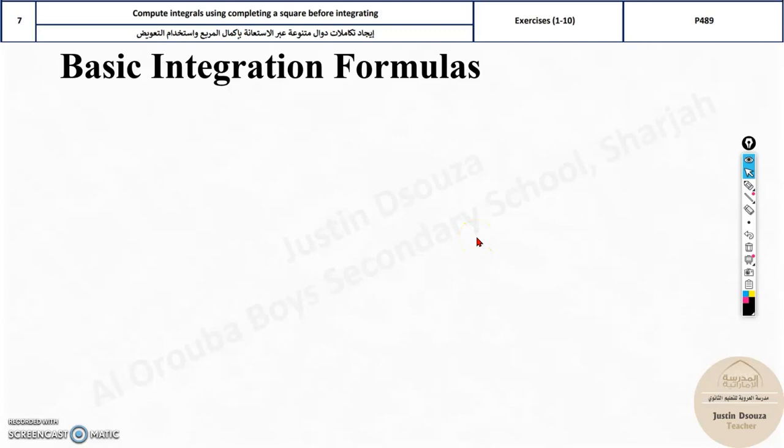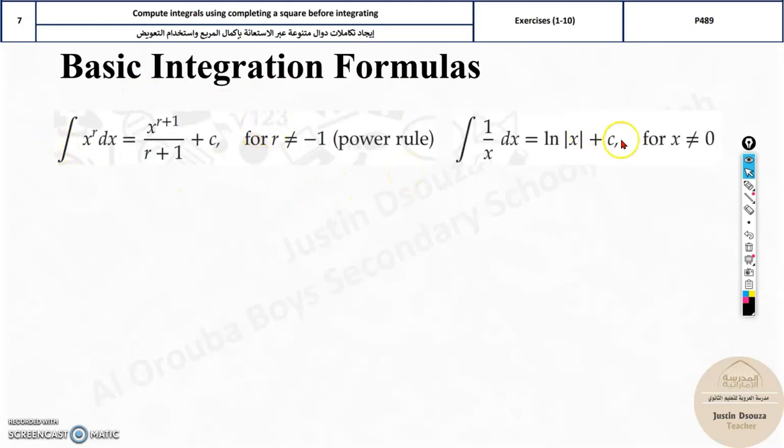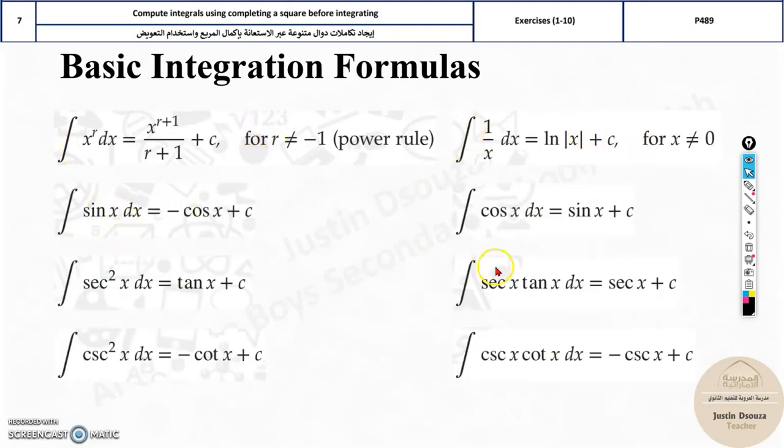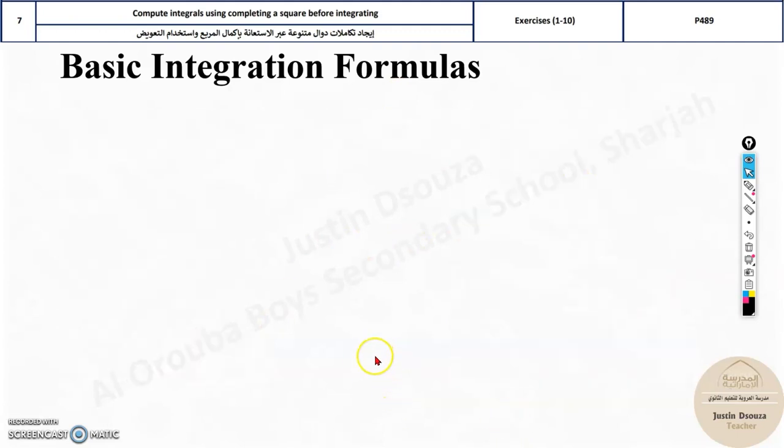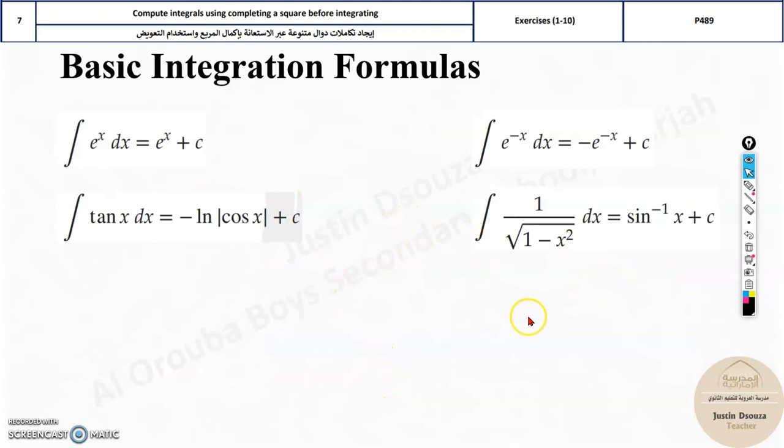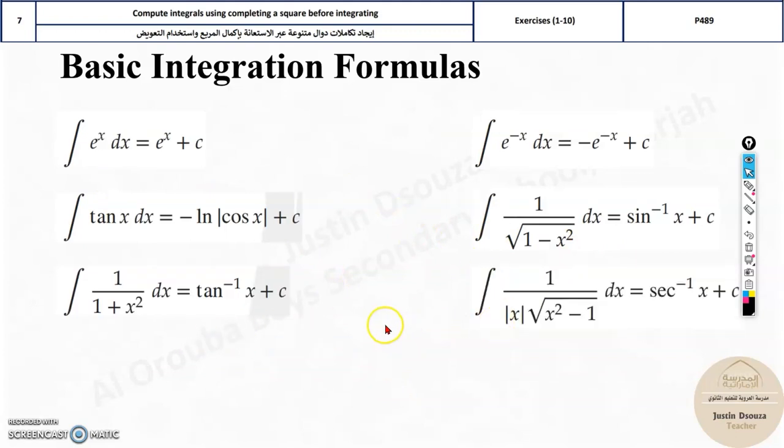Again, we are back to the similar topic. In fact, it's the same topic, not even similar. Only thing is, we will look into different type of problems in this. Basic integration formulas, we have already seen them. Power rule, 1 by x, trigonometry functions. You can pause the video, go through them. Now we'll move on. Then we have inverse functions, and these are the formulas. Again, you can pause them and you can quickly go through them.